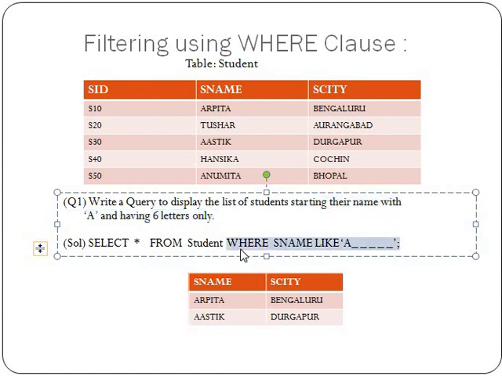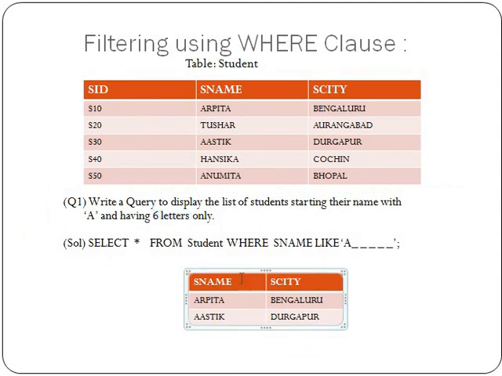And that's why I'm going to set the condition as where SName like, since it's starting with the letter A, I'm going to put A first and the remaining 5 letters as dash dash dash dash dash, where dash can represent any type of letter. So if you count the first letter as A and then the remaining 5 letters, in total you are going to have exactly 6 letters, and that is the criteria that was set for us.